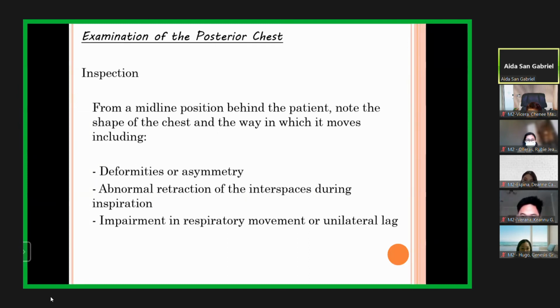Abnormal retraction of the interspaces during inspiration, which may signify the presence of difficulty of breathing. Impairment in respiratory movement or unilateral lag, which may indicate the presence of massive pleural effusion or pneumothorax. Deformities or asymmetry and kyphoscoliosis. Bulging of one hemithorax. You compare both sides. Normally they should be symmetrical.